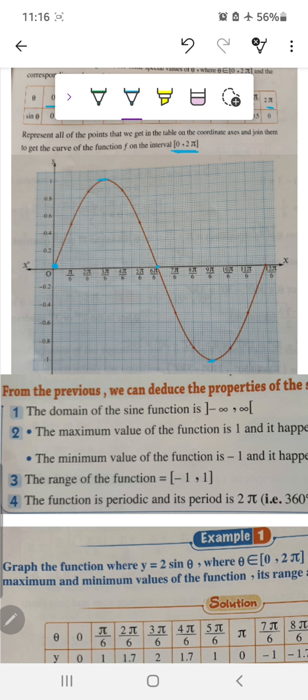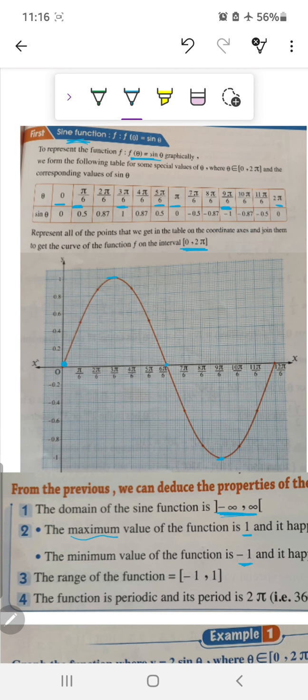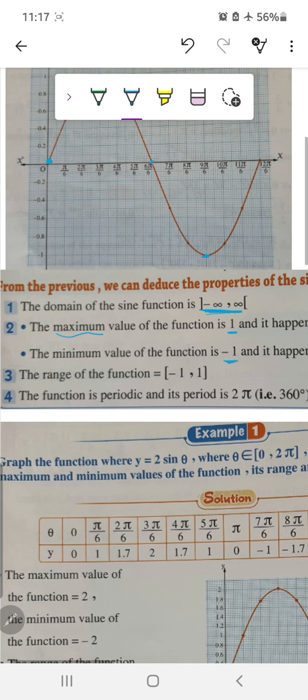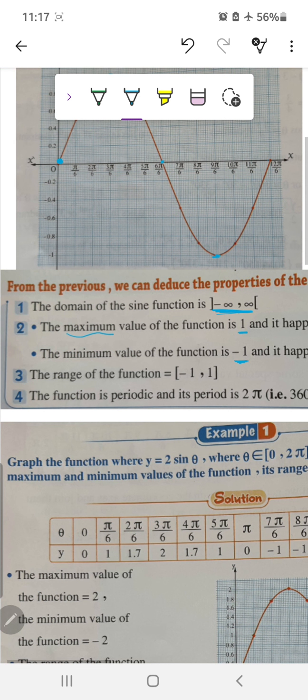So the domain of the function in this example is from -infinity to infinity, and we have a maximum value of 1 and a minimum value of -1, and the range belongs to -1 and 1 because here the coefficient of sine x is 1. If we have f of x equals 2 sine theta, the range is between -2 and 2. If f of x equals 3 sine theta, the range will be -3 to 3 and so on. Okay, and the function is periodic and its period is 2 pi which is 360.